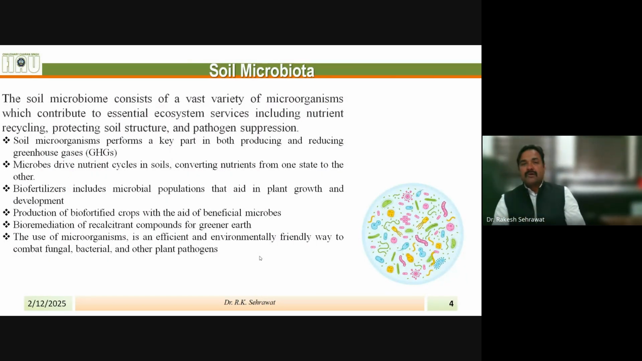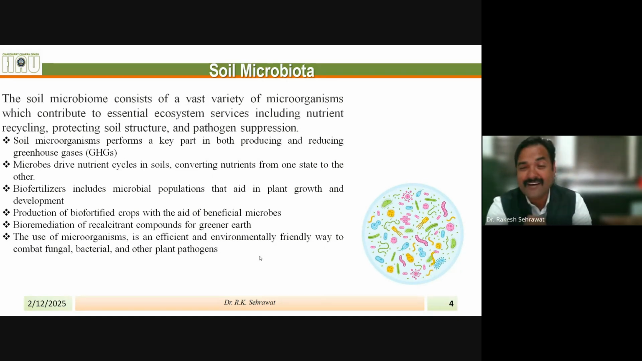Then coming to the soil microbiota, I think most of my fellow colleagues know what soil microbiota is. Actually, the soil microbiome consists of a vast variety of microorganisms which contribute to essential ecosystem services, including nutrient cycling, protecting soil structure, and pathogen suppression. So the microorganisms perform both producing and reducing the greenhouse gases.